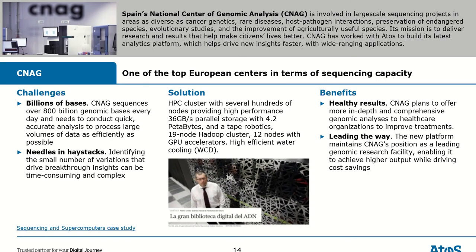Atos has been partnering for more than a decade now with the National Center for Genomic Analysis. This is probably the second largest center in Europe in terms of sequencing capabilities, right after the Sanger Institute in the UK. CNAG delivers services to pharma companies and hospitals with human sequencing. This center homes 12 latest generation DNA sequencers that produce the equivalent of 8 whole human genomes per day.